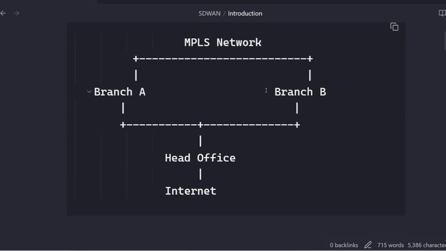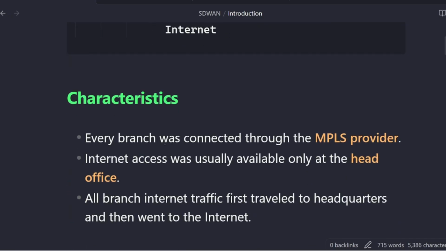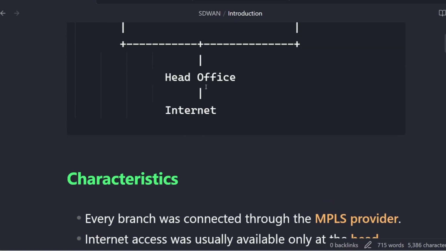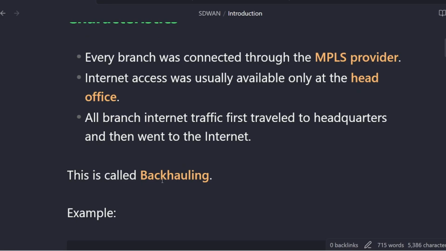We have branch A and branch B connected through an MPLS network, and we have the head office, which has the connectivity to the internet. Every branch was connected through the MPLS provider. Internet access was usually available only at the head office. All branch internet traffic first traveled to the headquarters and then went to the internet. That was the problem. This is called backhauling.